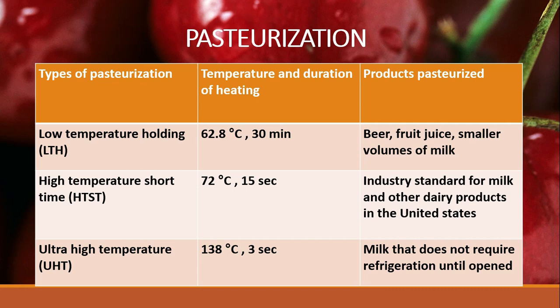High temperature short time pasteurization, that is known as HTST. Temperature is 72 degrees Celsius for 15 seconds. It is the industry standard for milk and other dairy products in the United States. And ultra high temperature pasteurization, 138 degrees Celsius for 3 seconds. Milk that does not require refrigeration until opened is the product pasteurized in the case of UHT.